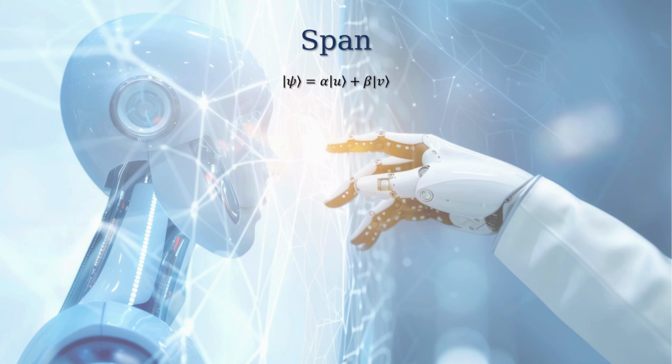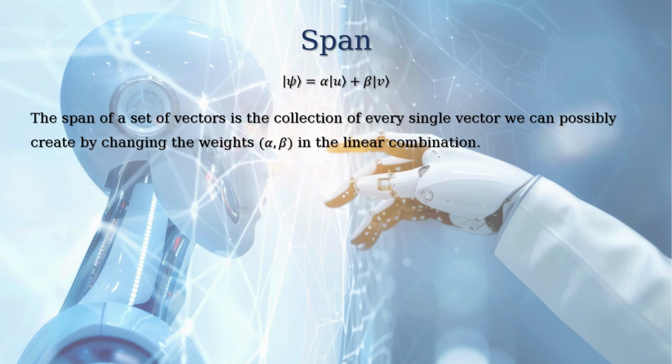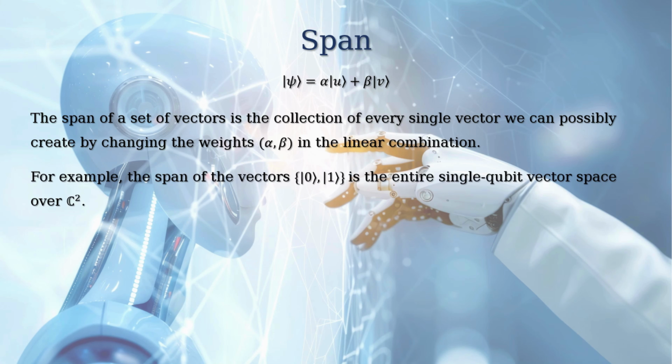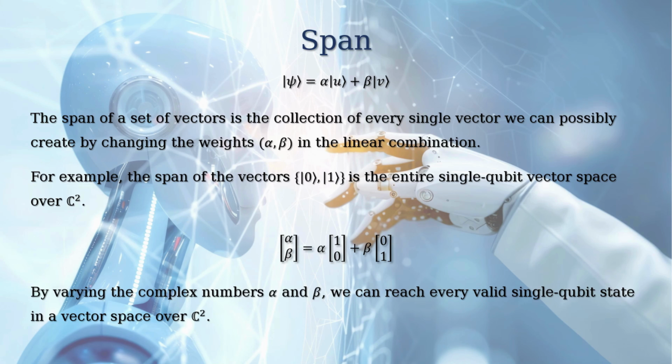So, what is a span? The span of a set of vectors is the collection of every single vector we can possibly create by changing the weights alpha and beta in the linear combination. For example, the span of the vectors K0 and K1 is the entire single qubit vector space over the two-dimensional field of complex numbers. By varying the complex numbers alpha and beta, we can reach every valid single qubit state in the vector space.